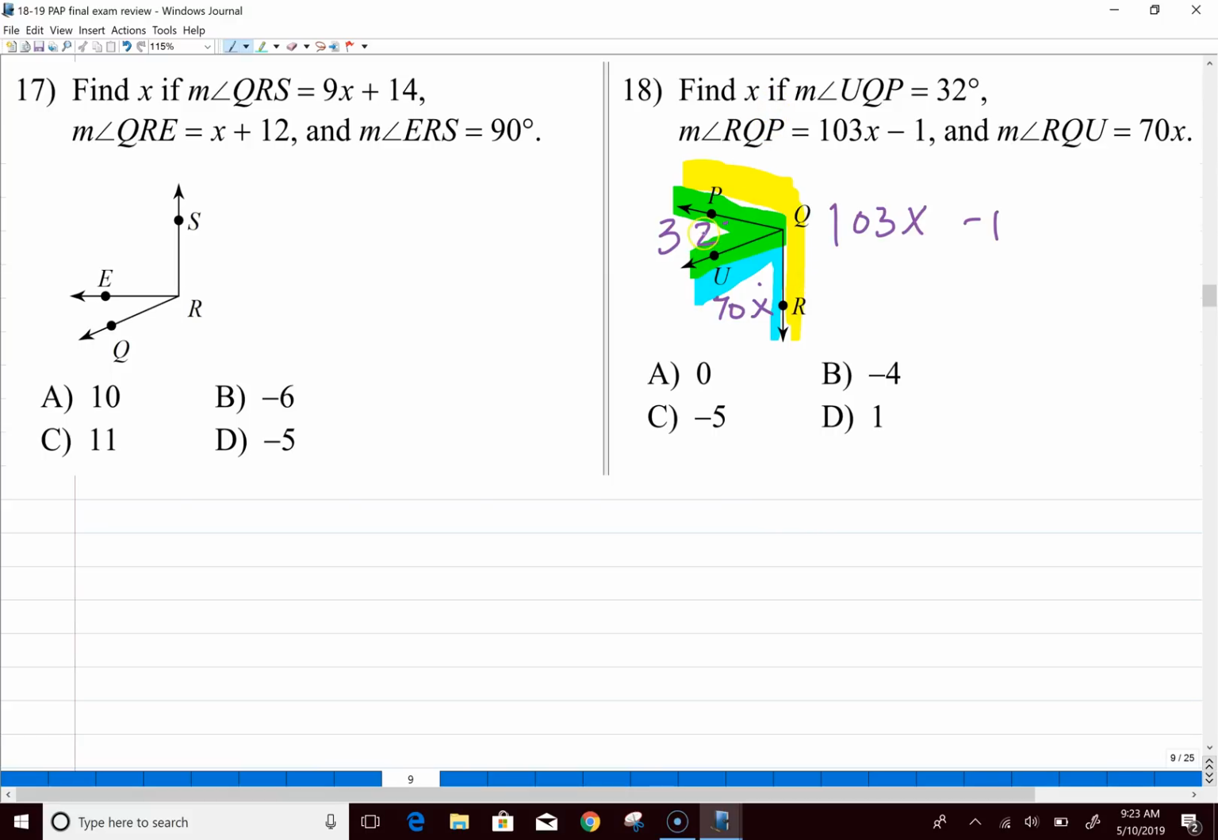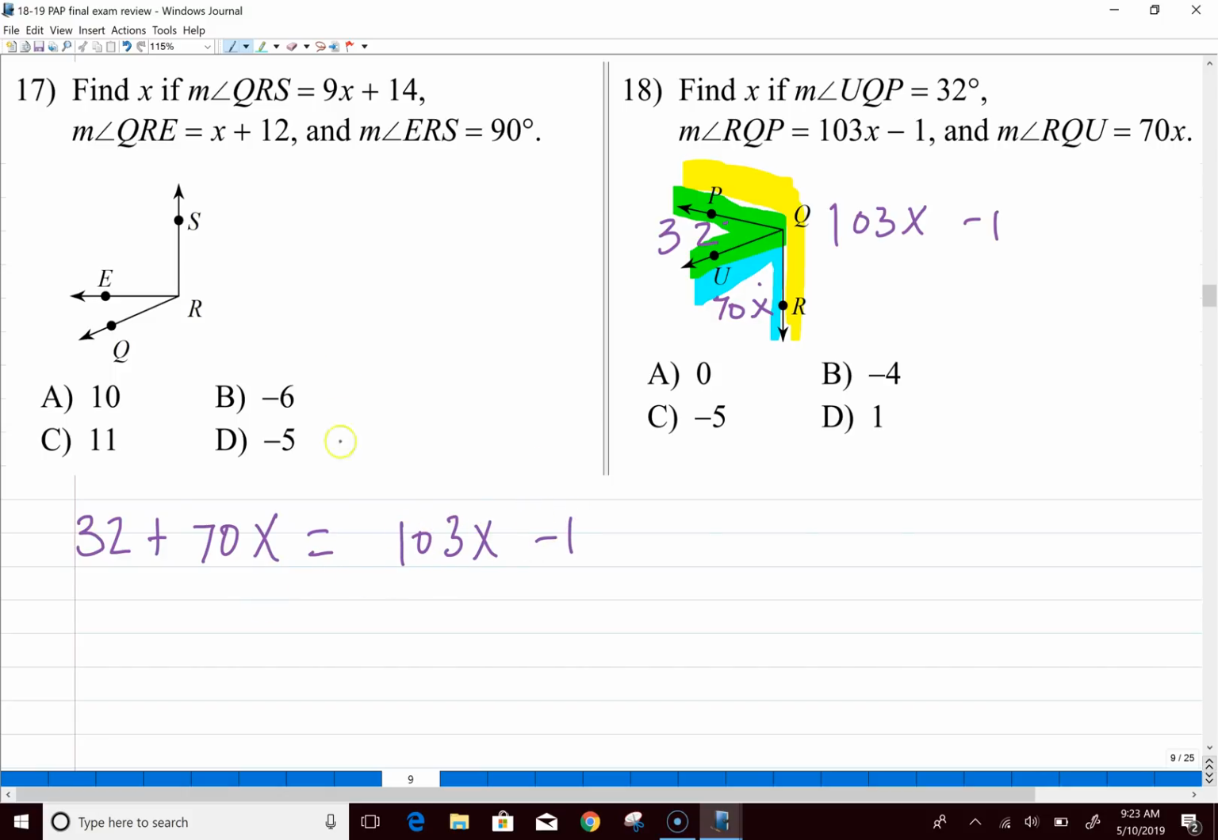So this is just like before. If you add the two small angles, you get the big angle. The smaller angle is 32, plus the next smaller angle, 70x. You get the big angle on the outside. The big angle is 103x minus 1. And then you solve for x.